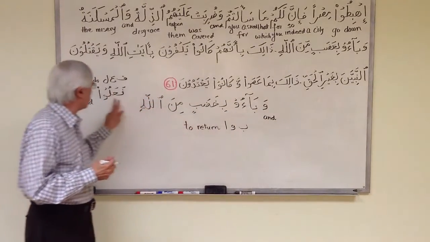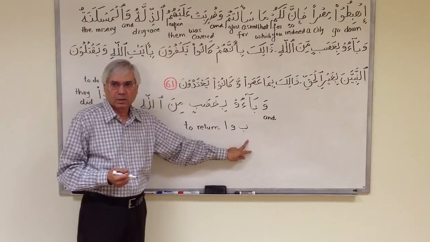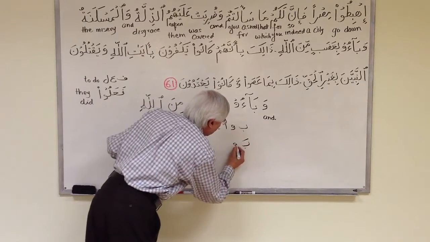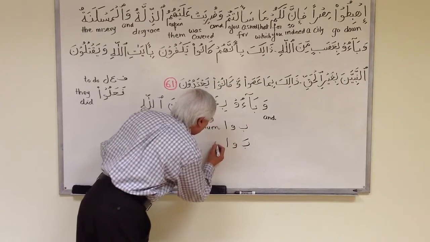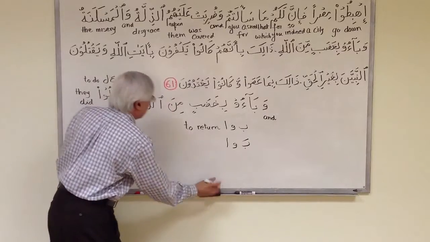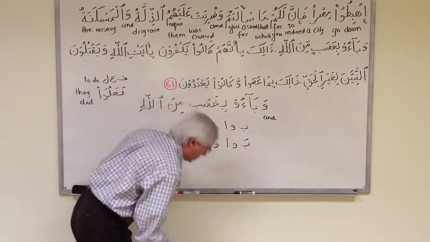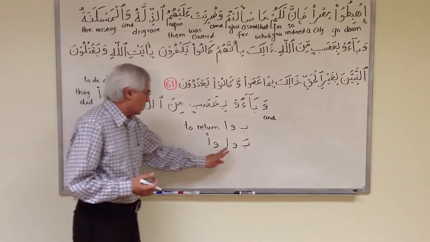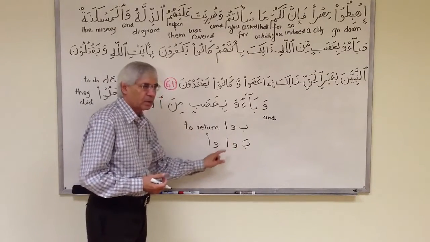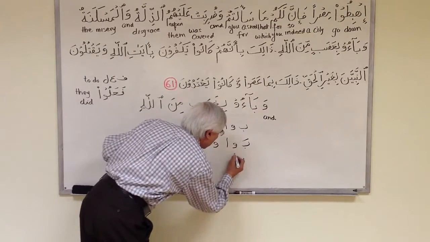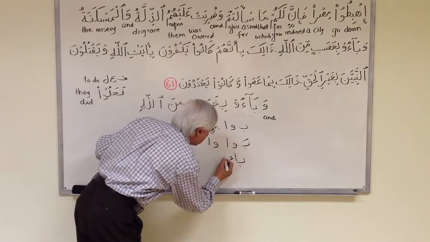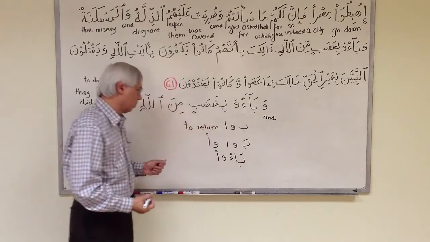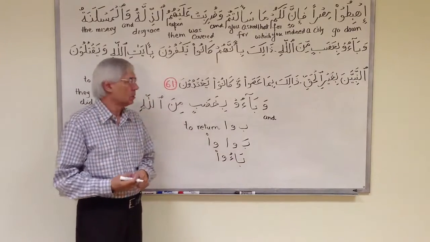So if we apply this rule on these three letters, it will become ba, waw, alif, and then waw and alif. One more thing happens, this vowel is a weak letter, so it is not pronounced. So this becomes ba, and this alif is written like this. Ba'u. Okay. Ba'u means they returned, okay, which is the word here.